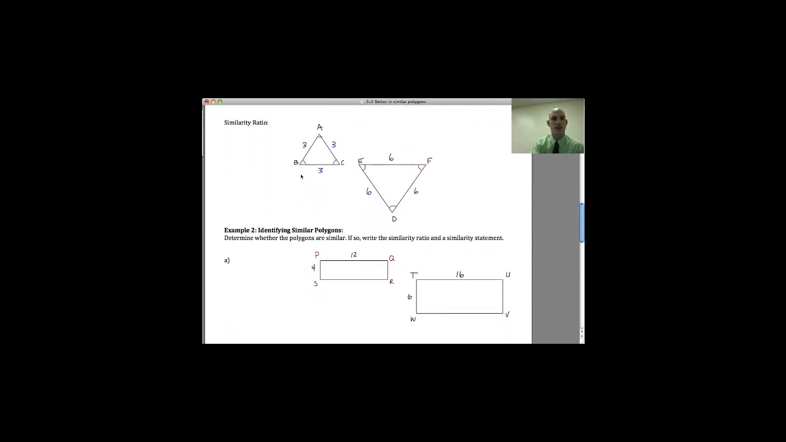When we move on down here, we're going to talk about the similarity ratio. When we talk about similarity ratio, it's the ratio of the lengths of the sides of two similar polygons.